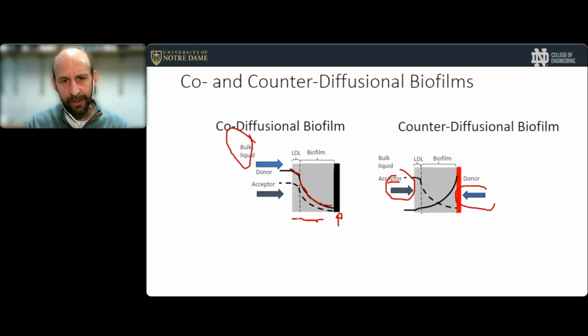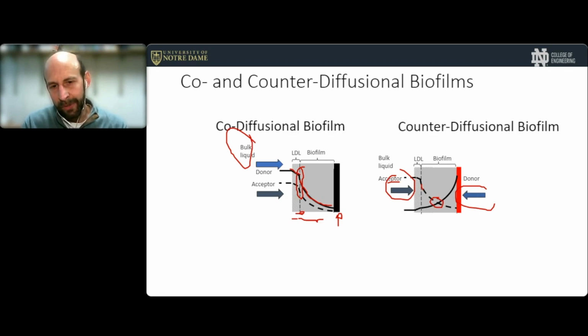I just want to point out here that in a co-diffusional biofilm, the highest concentrations of substrate are at the outside. The bacteria are most active where they have concentrations of donor and acceptor that are both high, and that always occurs at the exterior of the biofilm. With a counter-diffusional biofilm, as the biofilm gets thicker, the area that has high concentrations of both donor and acceptor can occur anywhere in the biofilm, depending on the relative concentrations of donor and acceptor.